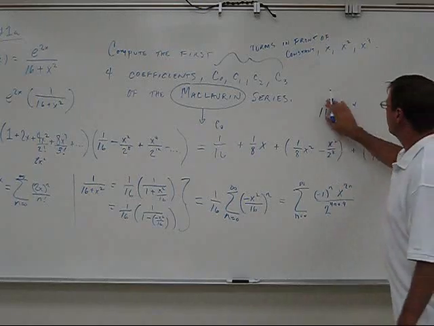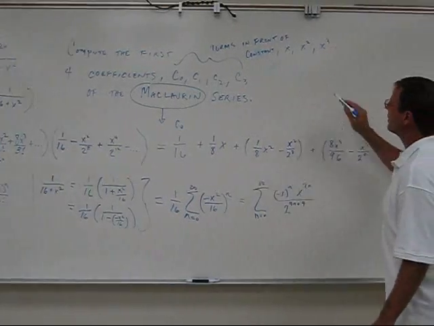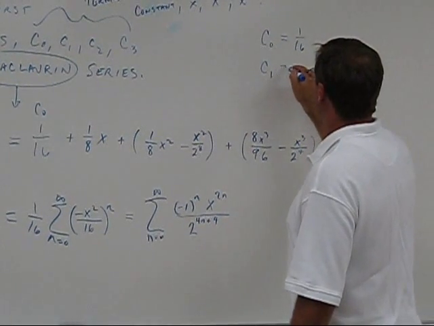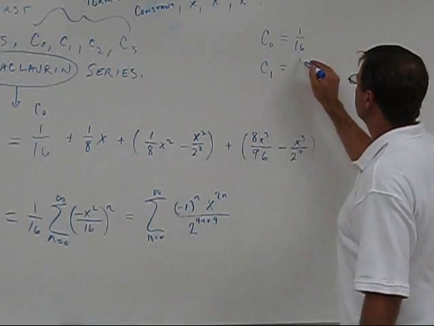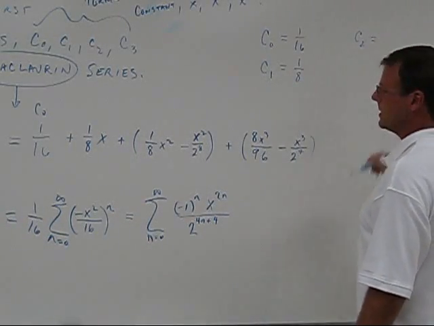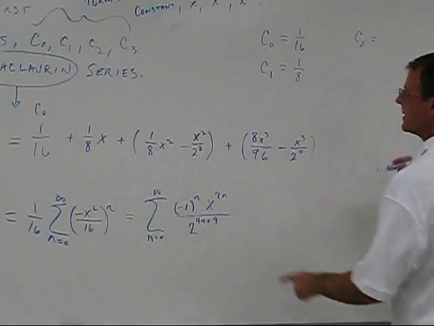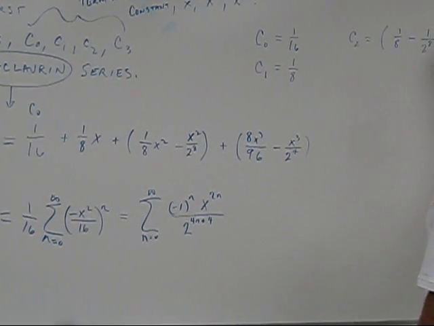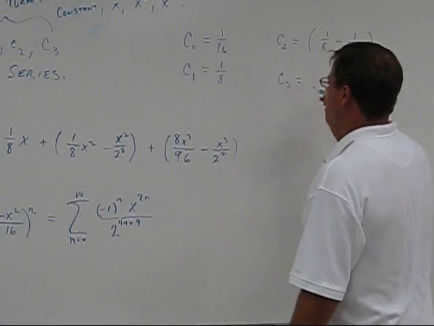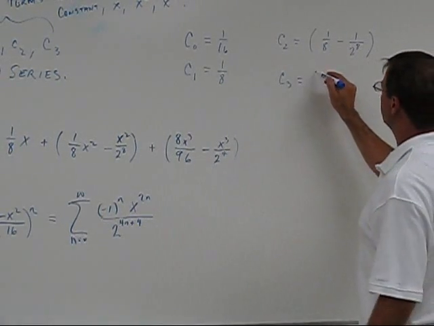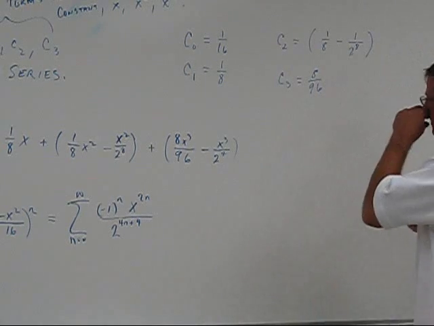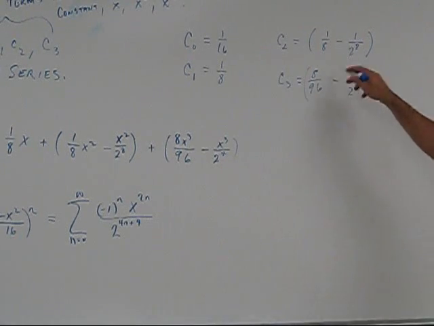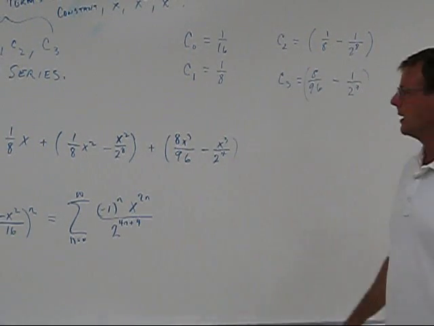Okay, so now we're ready to read off the coefficients. Okay, the coefficients are C0 is 1/16. C1 is right here in front of the x term, that's 1/8. C2 comes from this term right here. This is 1/8 minus 1 over 2 to the 8th. And C3 is equal to this last term, which is 8 over 96 minus 1 over 2 to the 7th. And you can simplify those terms if you like, but those are the answers.